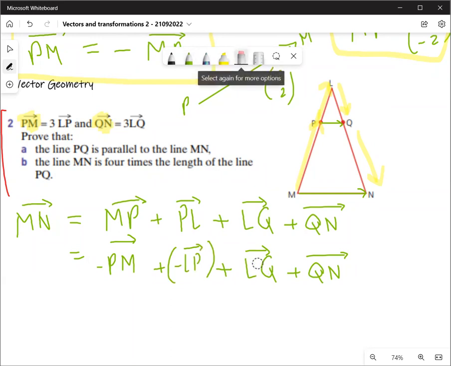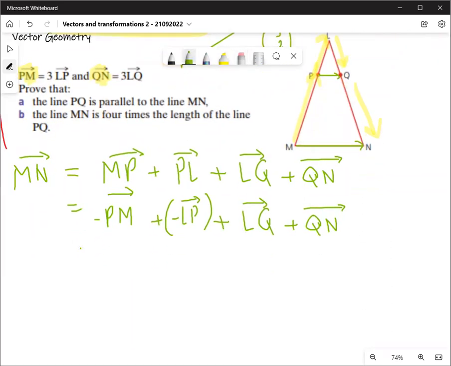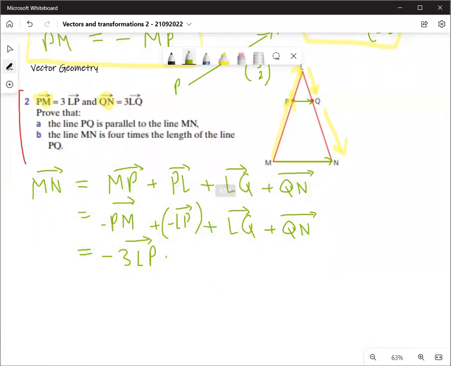LQ, do I have it? Yeah, I have LQ. I don't have to change that. QN, I also have QN, so I don't have to change that. Fine. Now, can I write MPM as minus 3LP? Yeah, because I know that PM is 3LP. So minus PM must be minus 3LP plus LQ. And can I replace QN with 3LQ?